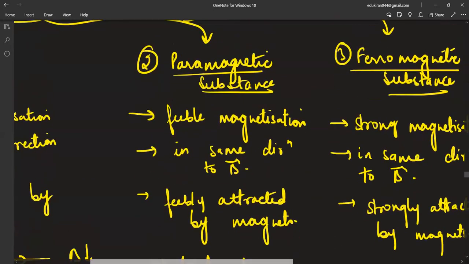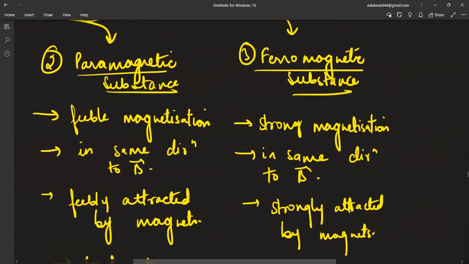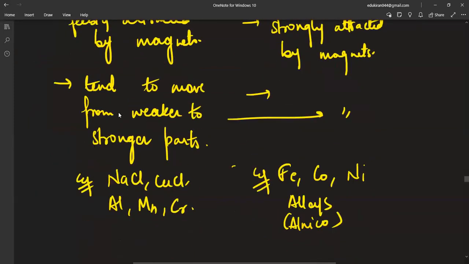Last is ferromagnetic substance. What is a ferromagnetic substance? It has a strong magnetization. So this is completely different. Paramagnetic and diamagnetic had weaker, feeble magnetization. Now ferromagnetic substances have stronger magnetization, in the same direction as the magnetic field. They also show attractive property when magnets are brought near them, and they are strongly attracted by it. And again, they also tend to move from weaker to stronger parts.